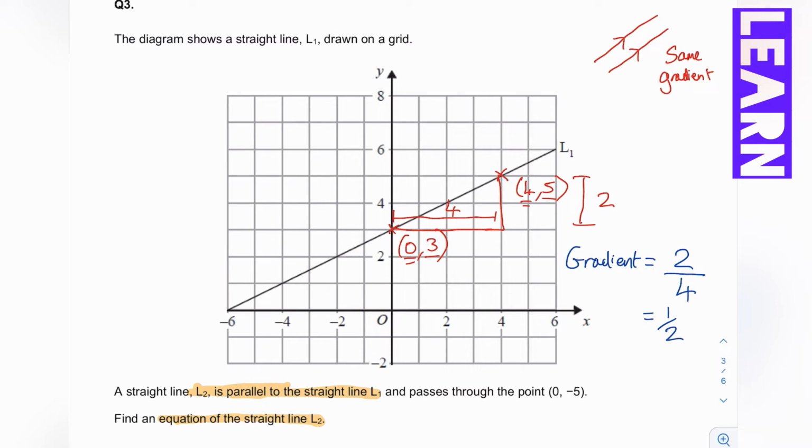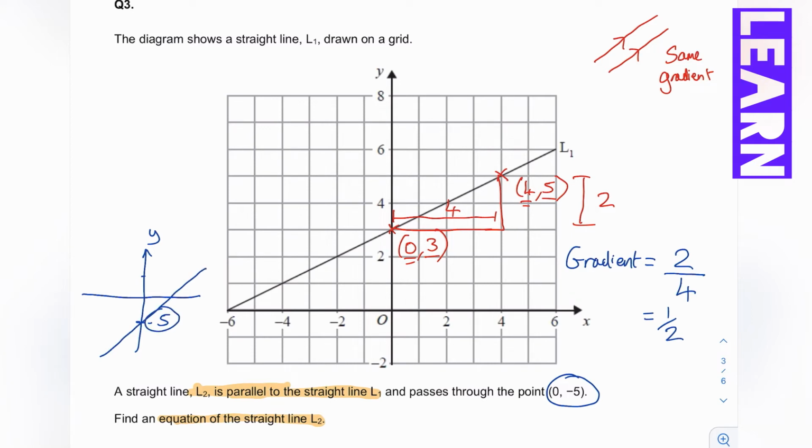The bit of extra work it tells you here is that it passes through this point (0, 5). Okay, so if we just picture that coordinate (0, 5), we know that it must pass my y-axis through (0, 5). So my straight line would come up something like this.